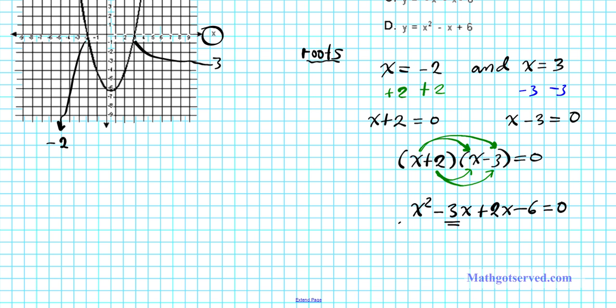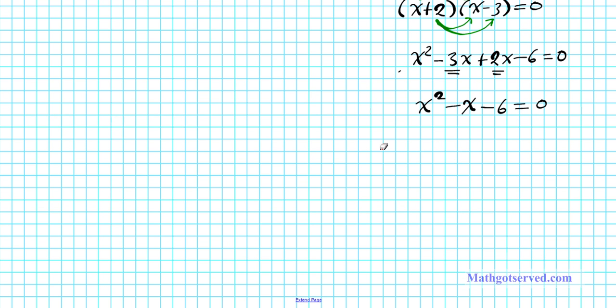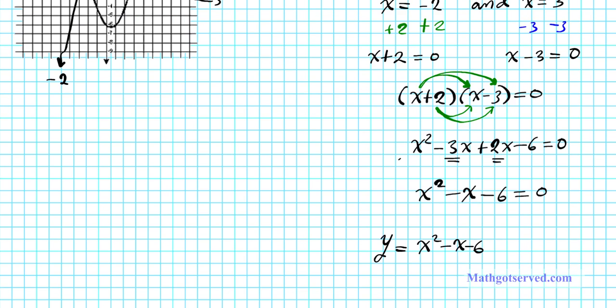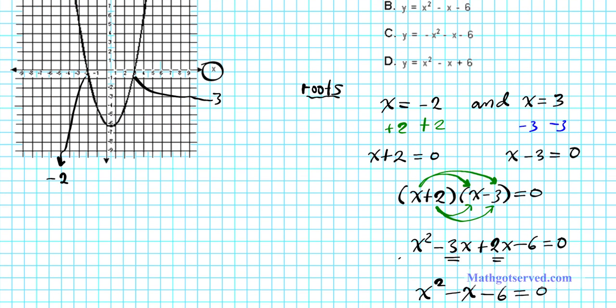If we combine the two middle terms, you will get negative x. Remember, when you're combining numbers with different signs, you subtract and keep the sign of the bigger one, okay? So negative x minus 6 is equal to 0, okay? So the related function is y equals x squared minus x minus 6. All right, now, which of these options is the same as what we just got?